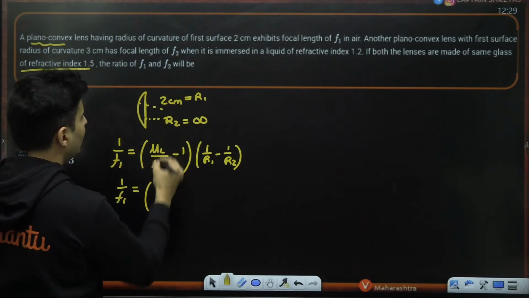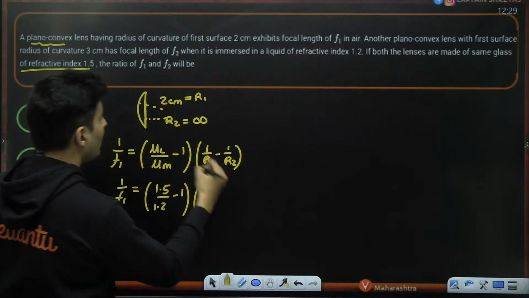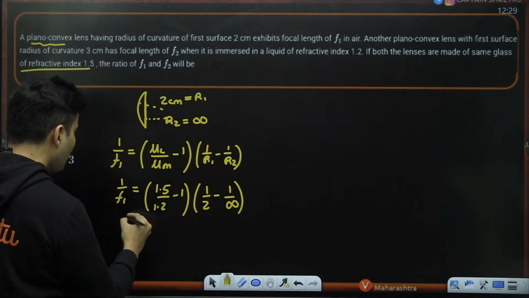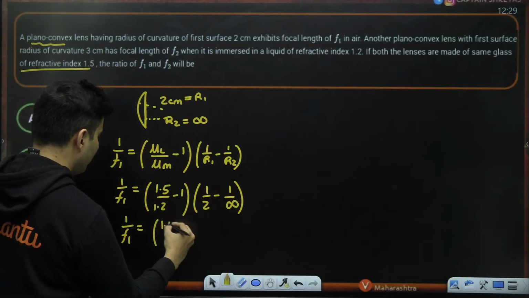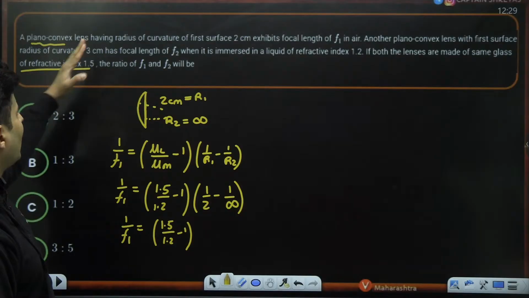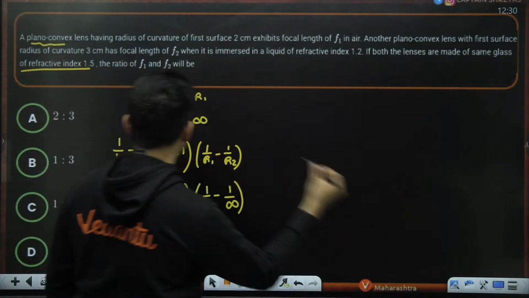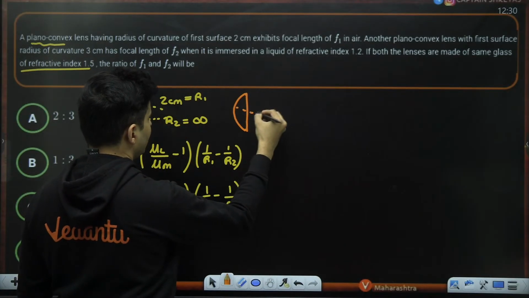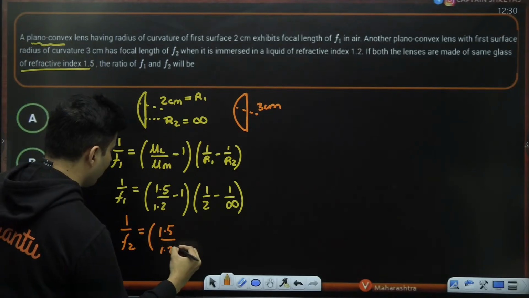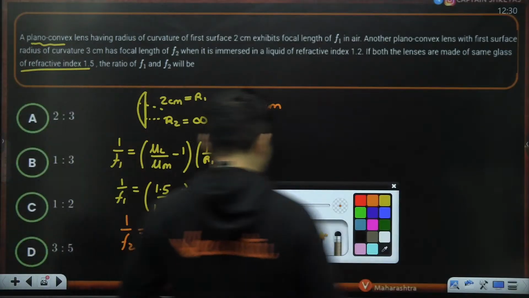So 1 by f1 will be: lens has a refractive index of 1.5, medium has 1.2, minus 1, radius 1 is 2 centimeter, infinite radius for the second surface. So 1 by f1 will be 1.5 by 1.2 minus 1. Actually, both of them have the same outside medium. So for the other lens, which has 3 centimeter, the only difference will be this will be still 1.5, this will be 1.2 minus 1, this will be 1 by 3, and this will be 1 by infinity. So when I divide both of them, think what will happen.